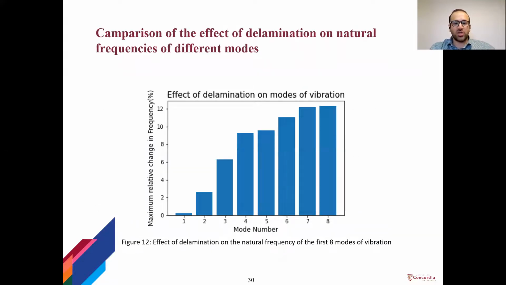So as you can see in figure 12, the x-axis shows the mode number and the y-axis shows the maximum relative change in frequencies, which were taken from the figures shown in the previous slide. So it is shown that higher modes of vibration are affected much more significantly, something around 12%, while lower modes were affected less than 1% by the delamination.